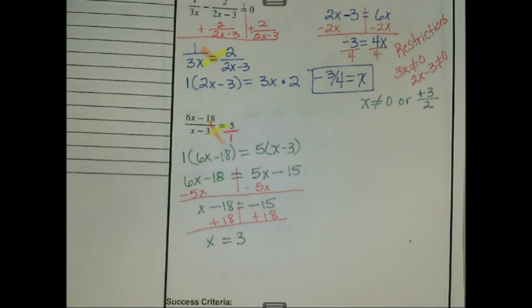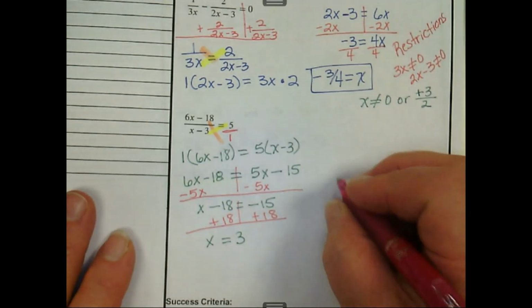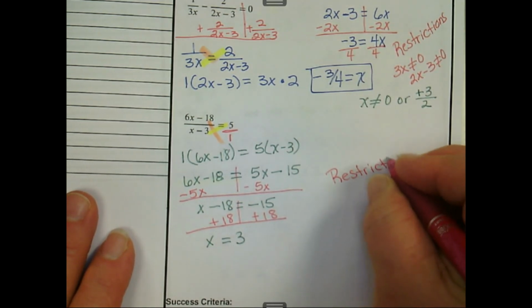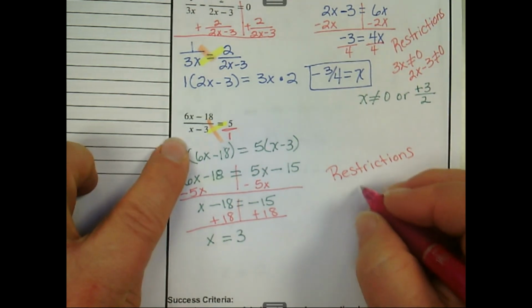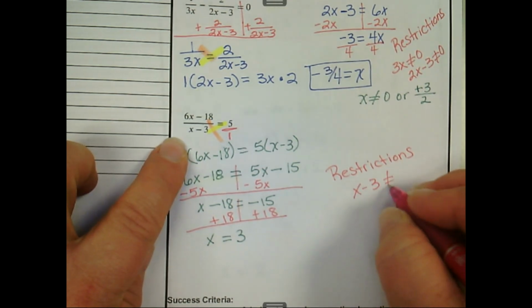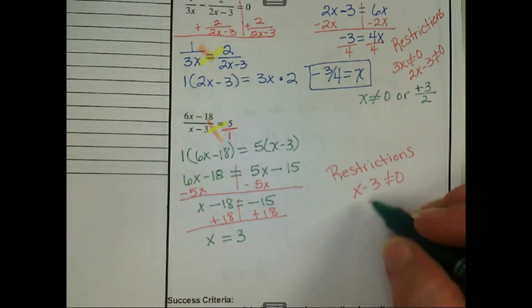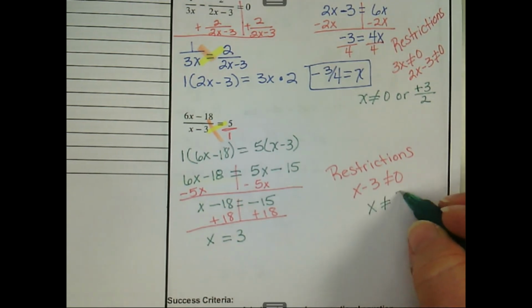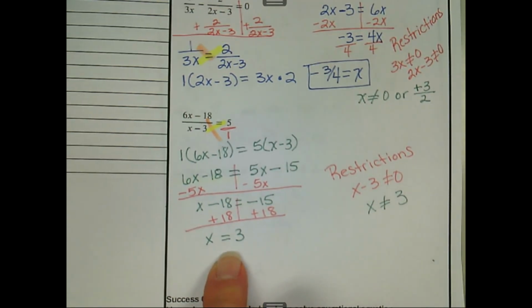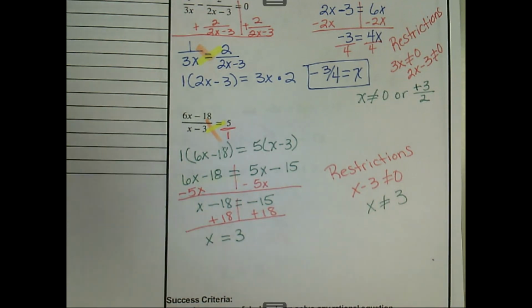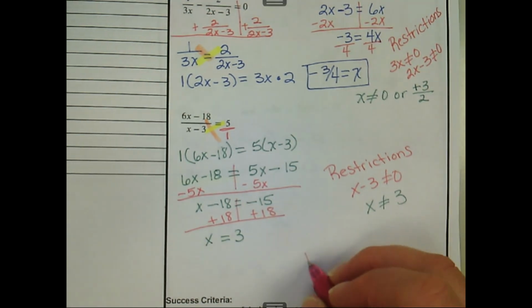Okay, so I found out what x is, but let's look at our restrictions. x minus 3 cannot be equal to 0, because I can't divide by 0. The opposite of negative 3 is positive 3. So although 3 works, it is also one of our restrictions, so we cannot use it. So again, there is no solution.